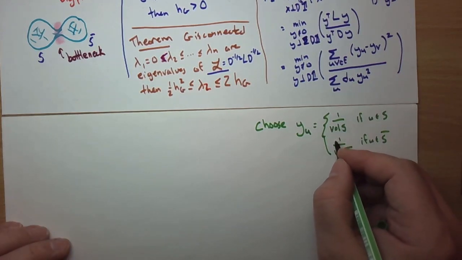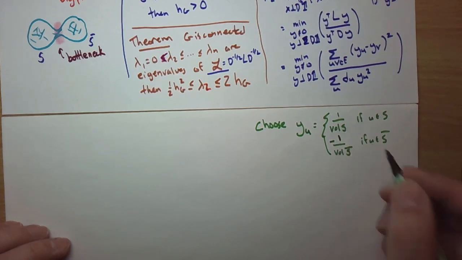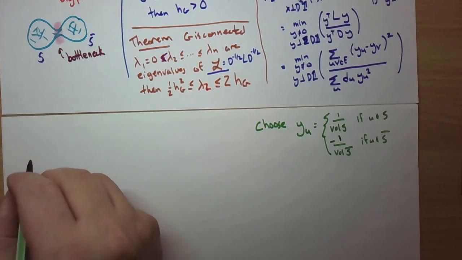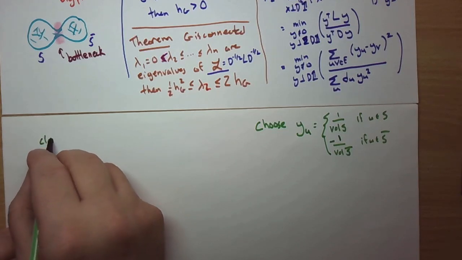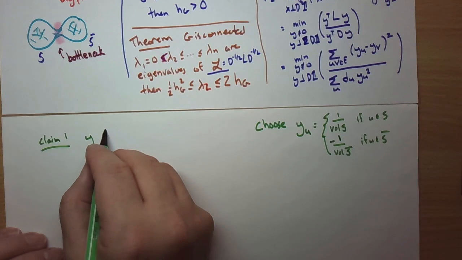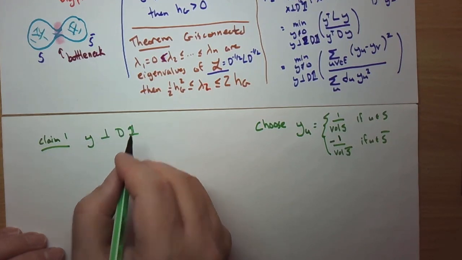So, I forgot, I need a minus sign. Because if everything's positive, this is not going to work. I'm not going to be able to be perpendicular to a positive vector. So claim 1, this vector y is perpendicular to d times the all ones.